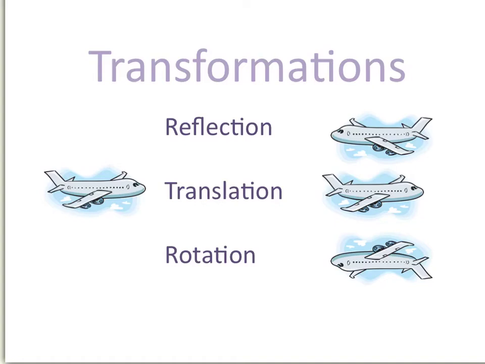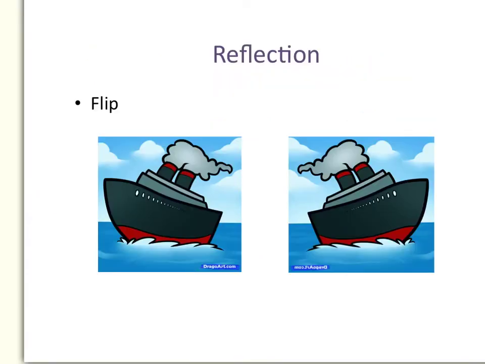Transformations are when an image transforms from its current orientation to a different position. For example, reflection. It's just like your reflection in the mirror. If you'd like to, you can think about reflection, the FL in reflection, as flip. You can see how I've taken the boat and flipped it to the right.